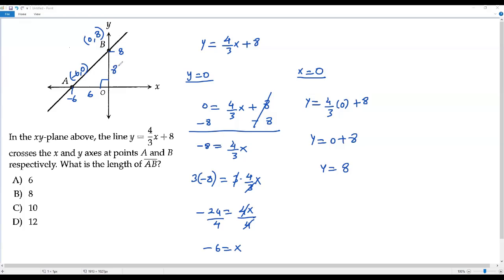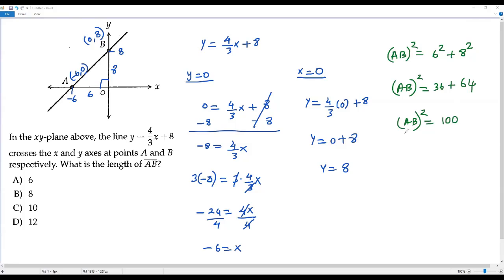Now I know the lengths of the two legs of this right triangle OAB. So I can use the Pythagorean theorem to get the length of the hypotenuse, which is AB. Using the Pythagorean theorem, AB squared, the square of the hypotenuse, equals the sum of the squares of the other two legs, that is 6 squared plus 8 squared. Then AB squared is equal to 36 plus 64. Then I'm getting AB squared equals 100.